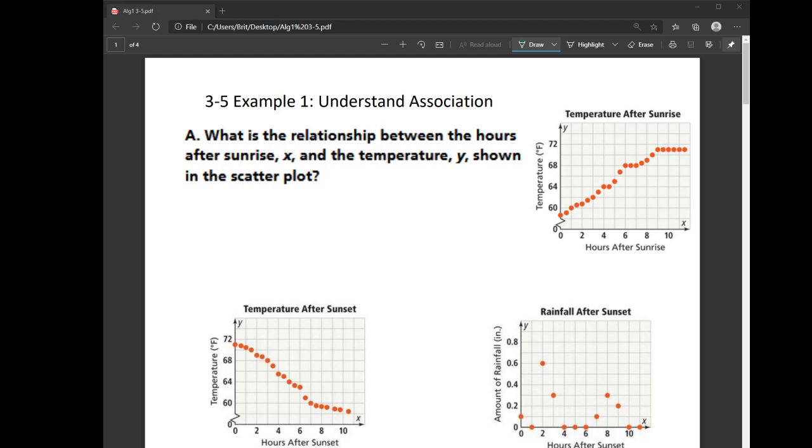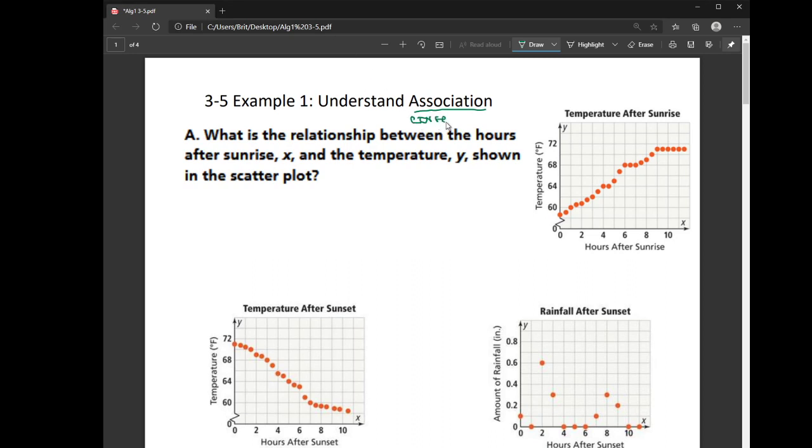In this video, I'm covering example 1 from section 3-5 in the SavvasRealize Algebra 1 textbook. So in this example, we are understanding association. All right? Association is another word for what we call correlation in statistics. All right, so what we're talking about is a trend that we might see between the x values and the y values of a graph, or the general shape of a graph.